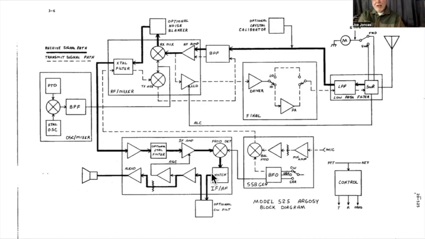That's the receive side. On the microphone side, the mic is amplified, goes through a potentiometer, which is your gain control for your microphone. It goes through a mixer. Here's the beat frequency oscillator. Goes through this mixer, goes up here through a crystal filter, and then here's the transmit.